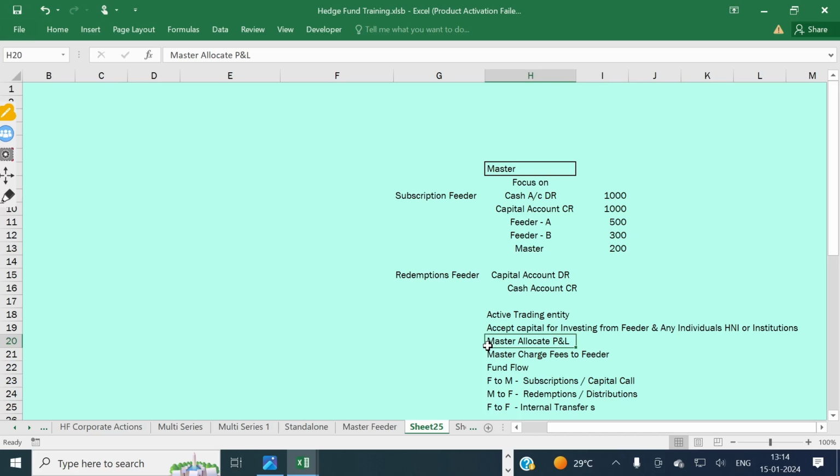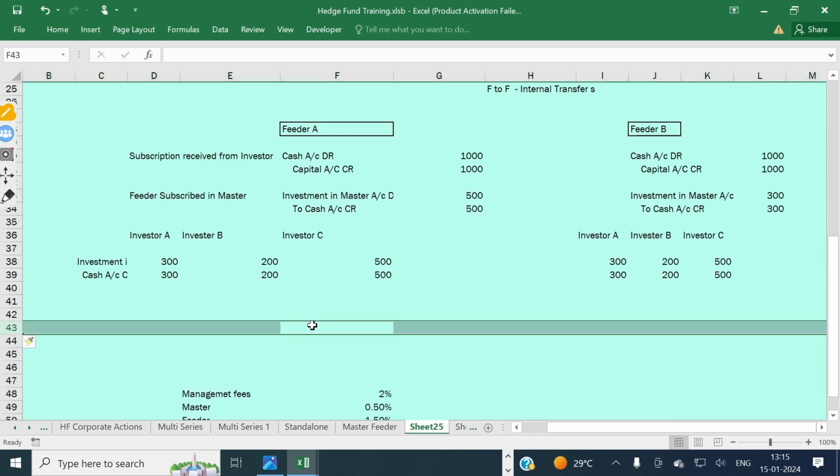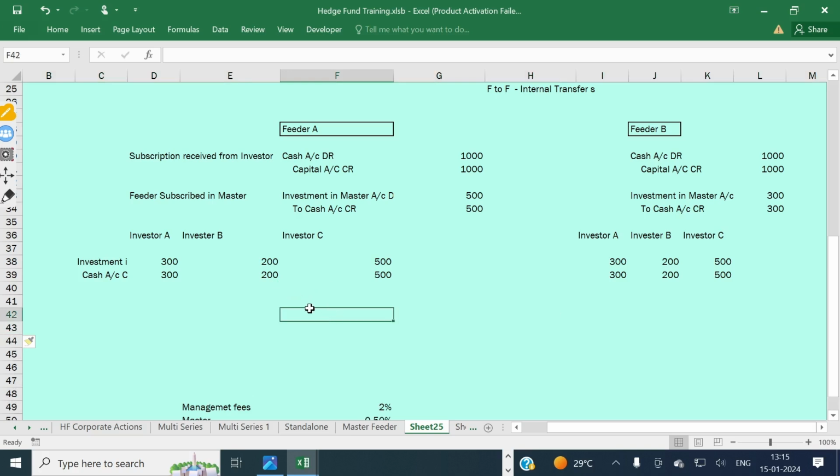Now, sometimes you may expect a question: what if feeder A transfers funds to feeder B due to some reason? Let's assume it now. If you compute the cash and assets, so we have a cash balance which is here 500, assets are 500, and cash is 500. Correct.